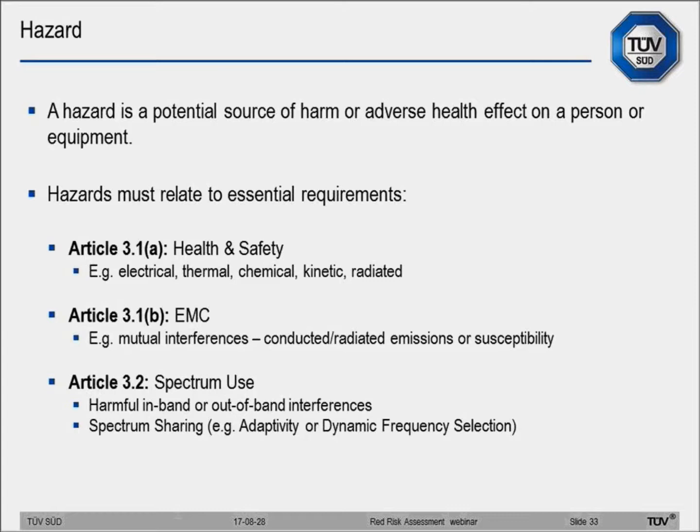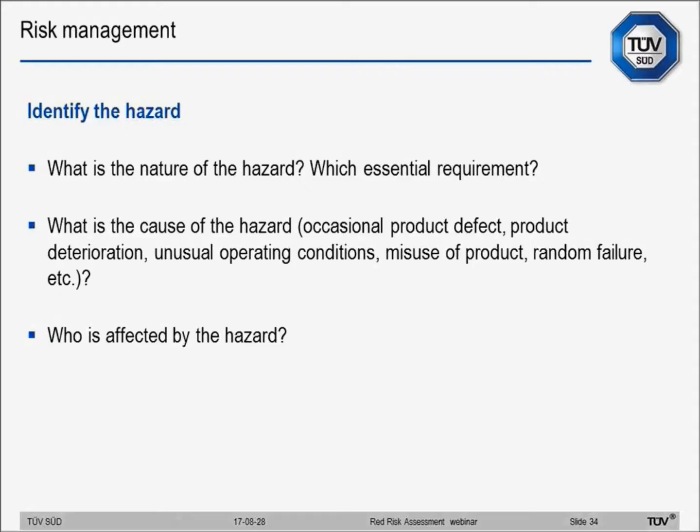An example of health and safety hazard is non-ionizing radiation, or RF exposure from the radio. An example of an EMC hazard is mutual interference as a result of radiated emissions. An example of spectrum use hazard is RF output power or adjacent channel power exceeding the authorized limit for a band in which it operates, and therefore causing harmful interference to other spectrum users. Identifying the hazards covering all essential requirements is the first step for assessing any potential non-compliance.